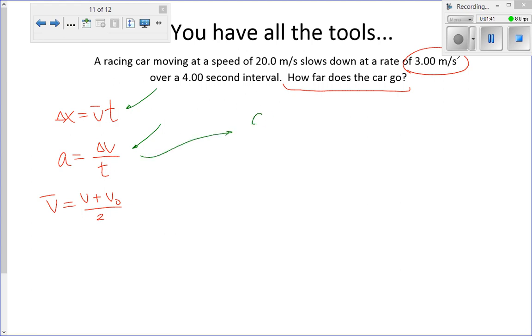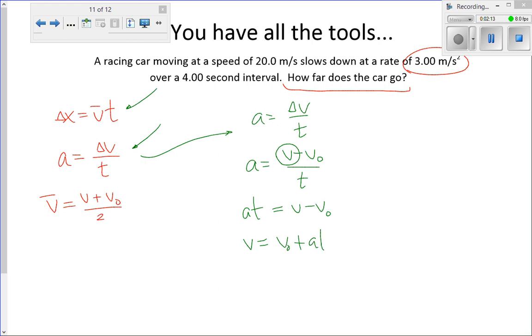So I'm going to say that a is delta v over t. Delta v can be written as v minus v naught. That's how we do delta anything: take final, subtract initial. If we want to write this from the perspective of how things end up, we're going to solve for v, because that's the velocity we end up with. So at, multiplying both sides by t, is v minus v naught. Add v naught to both sides, and we get the following.